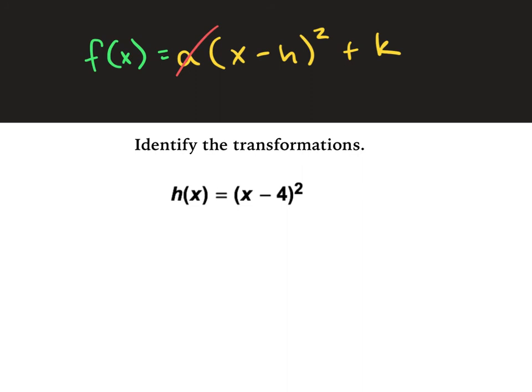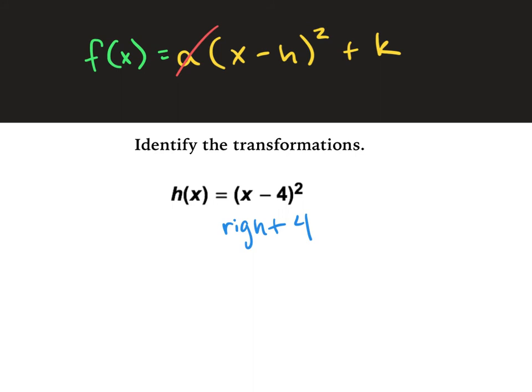The -4. So if we have a -4, does that tell us we're moving left, right, up, or down? Right. Perfect. We are moving to the right 4. So since it's a -4 on the inside, we move to the right 4. So minus tells us that we move right.